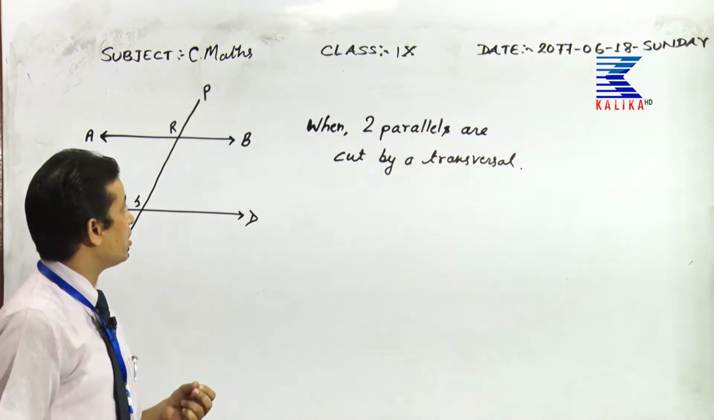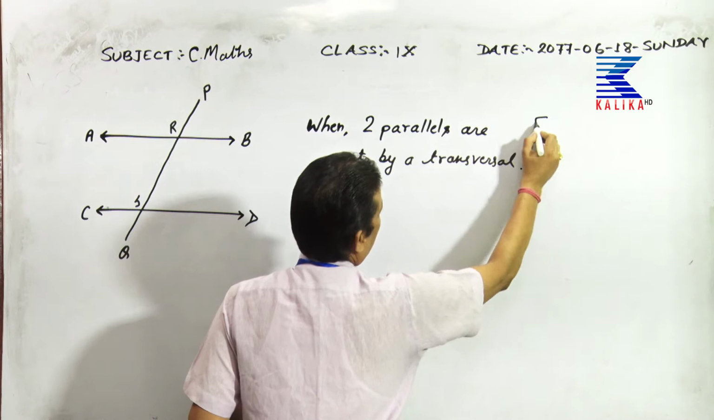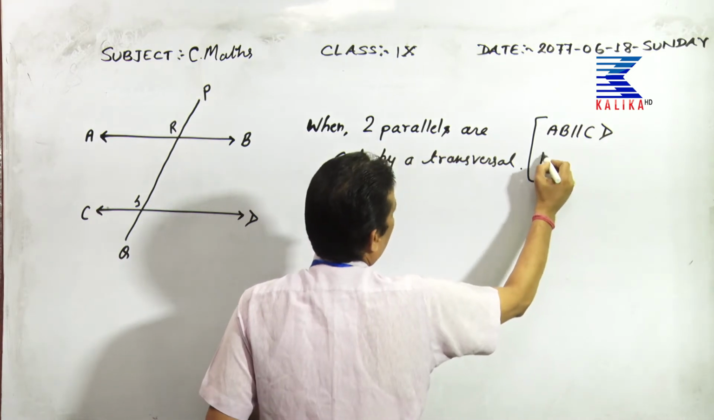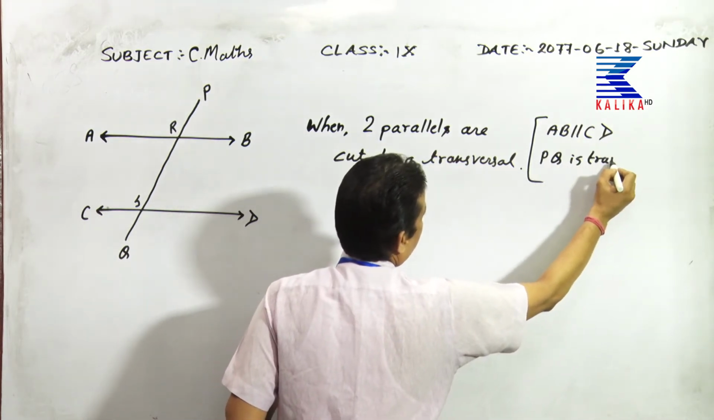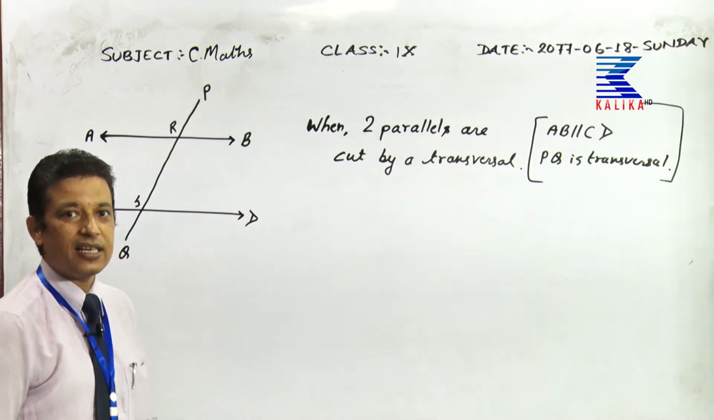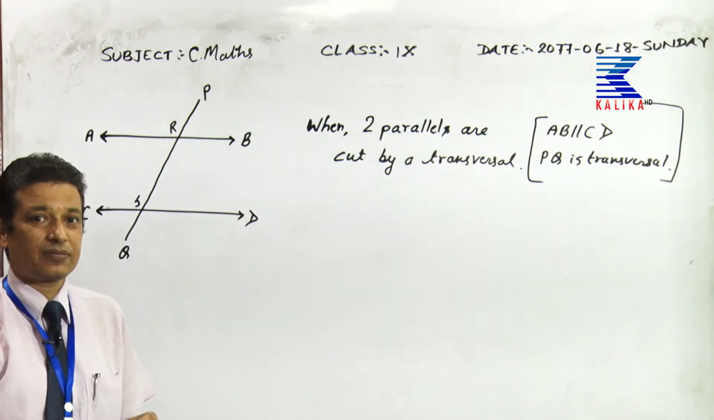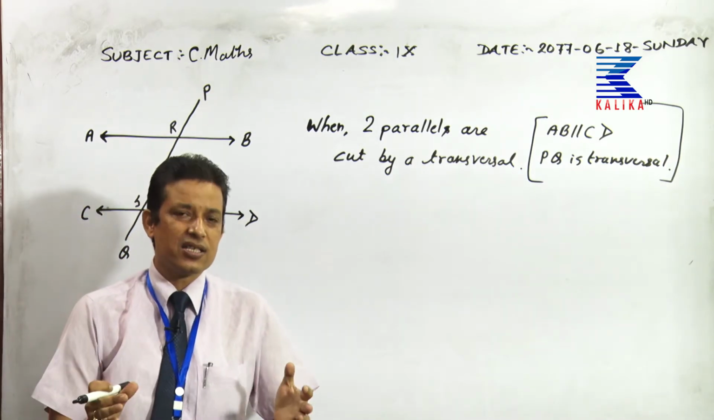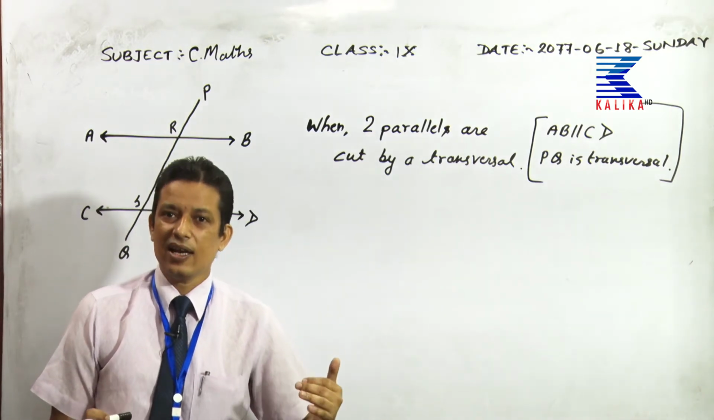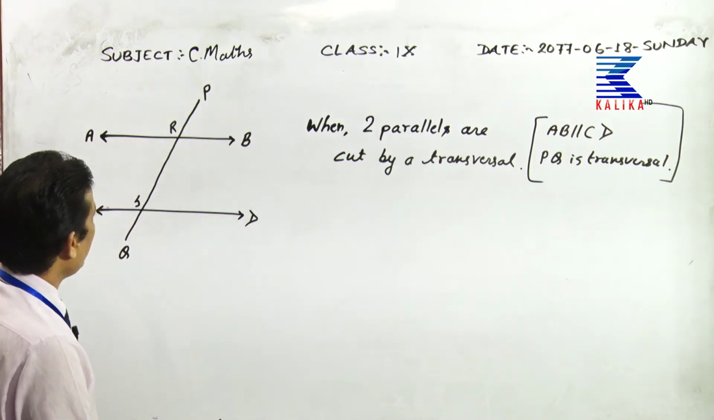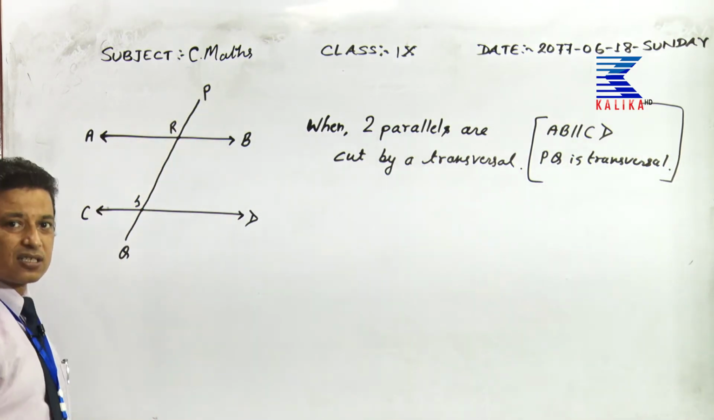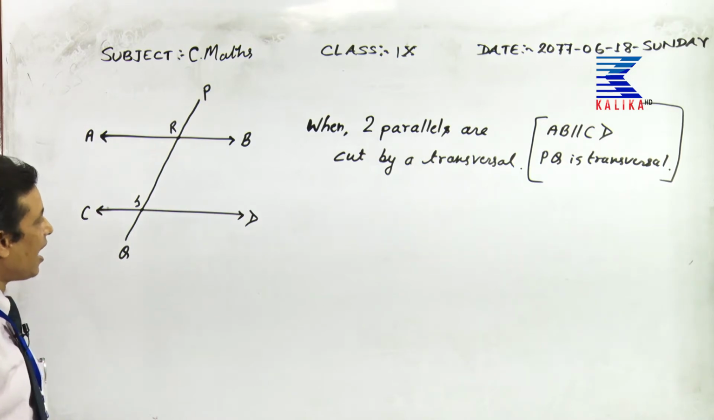In this figure, dear student, remember AB is parallel to CD, these two lines are parallel and PQ is the transversal. It has cut both lines at the points R and S. So, dear student, we are talking about the relation between the angles which are formed when a transversal cuts two parallel lines. PQ is the transversal, and you can see at the point R and at the point S, transversal PQ has cut the parallel lines AB and CD.